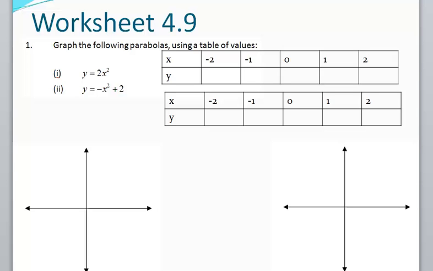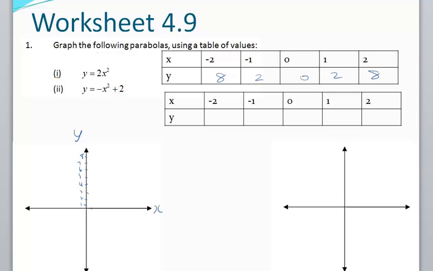Worksheet 4.9 Quadratic Functions. So here for part 1 we're going to graph the following parabolas using a table of values. First of all, we've created our tables here, and we can enter our values in. So here 2 times negative 2 squared gives us 8, and we fill in the rest: 2, 0, 2, 8. So now we see we have our x and our y. Our y needs to go at least as high as 8. It's going to be hard to draw on this one, but 1, 2, 3, 4, 5, 6, 7, 8.